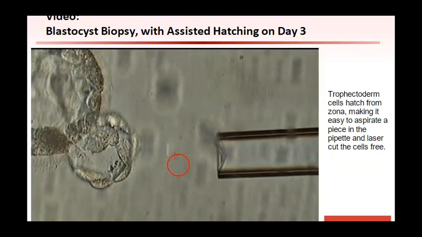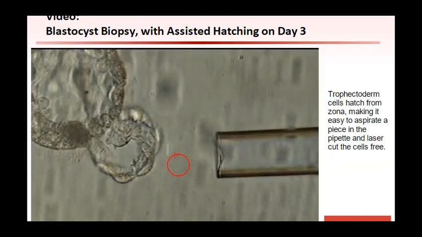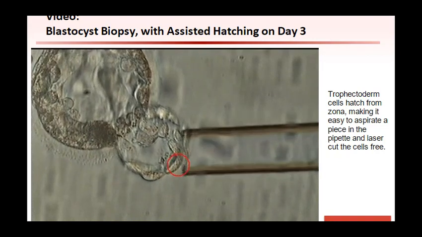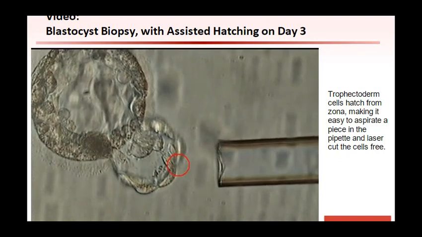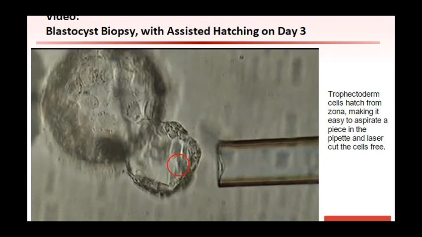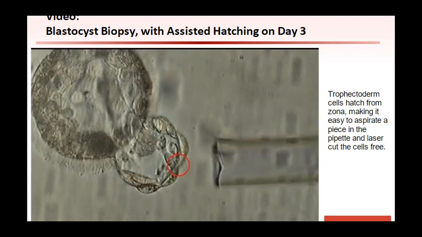This video depicts biopsy of trophectoderm cells from an expanded blastocyst embryo that had been previously hatched on day 3. Note the trophectoderm cells protruding from the zona pellucida, facilitating the biopsy procedure.